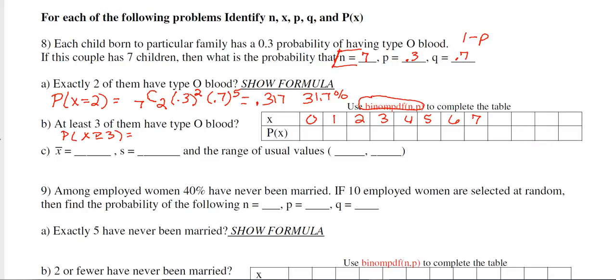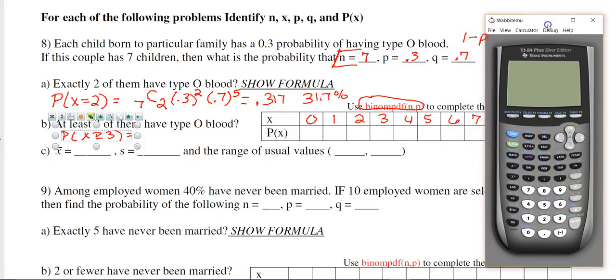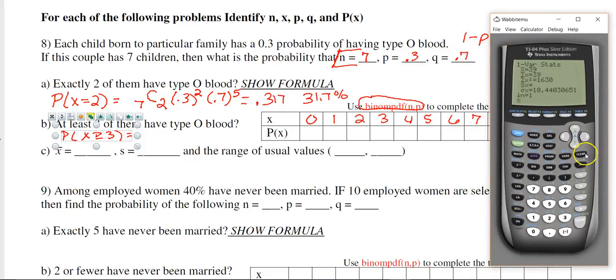So let me show you where to find that. On your calculator, I'm going to move this over here so you can see it. Okay, so let's clear that out. We're going to go to second bars, which you see above there is distribution. We need to find binomial PDF. So we scroll and we find it right there, binomial PDF. So we hit enter. And then we've got to tell it n, which is 7, comma p, which is 0.3.